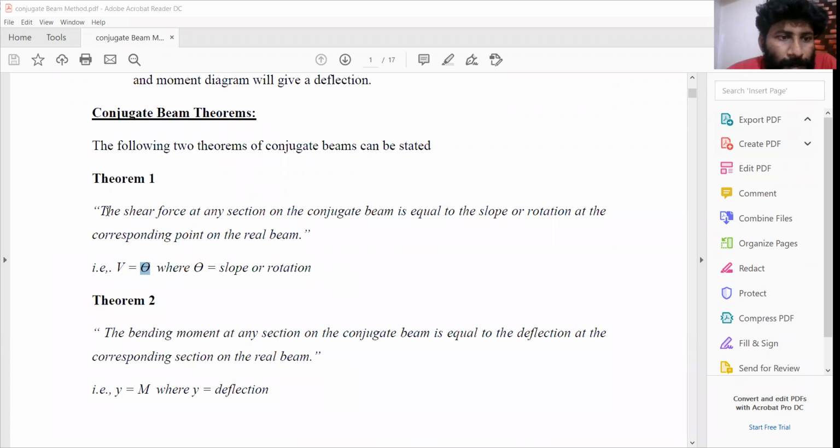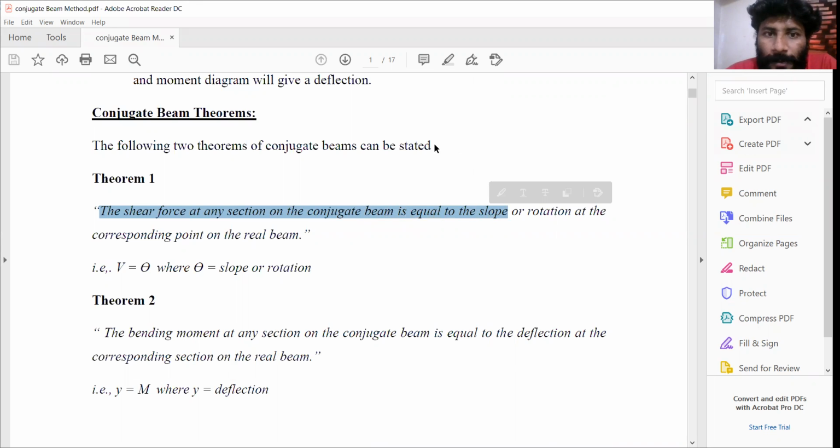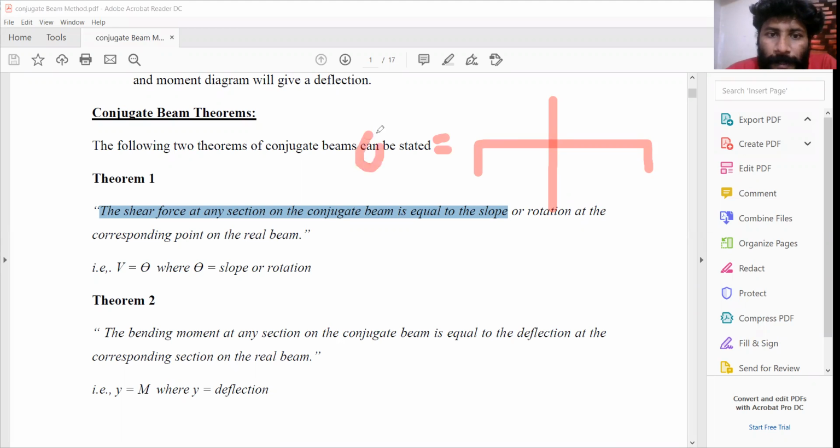That's what theorem 1 says: the shear force at any section on the conjugate beam is equal to the slope. Suppose I have the conjugate beam. This is my conjugate beam, and I am finding the shear force at this section. Whatever the shear force at this section is will be equal to the slope theta at the same section in the original beam. So this is my original beam.